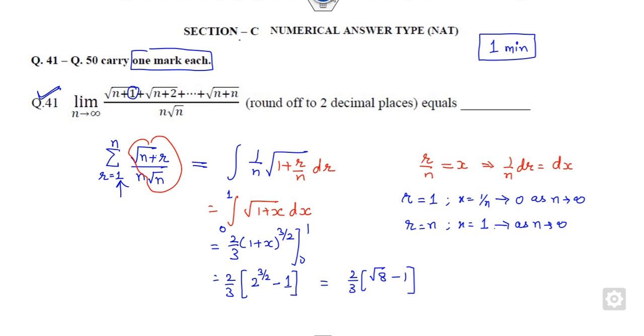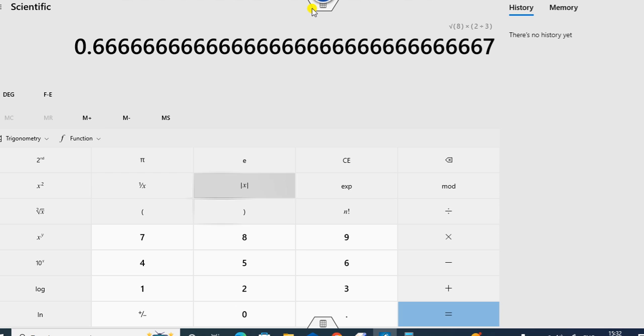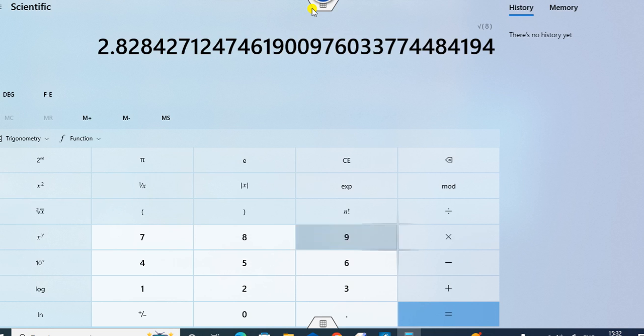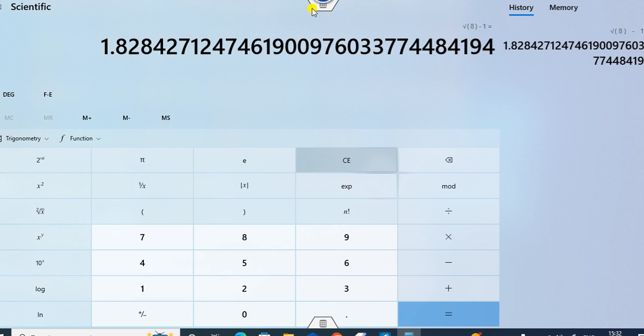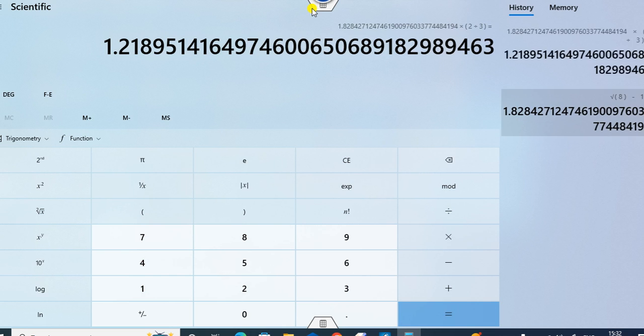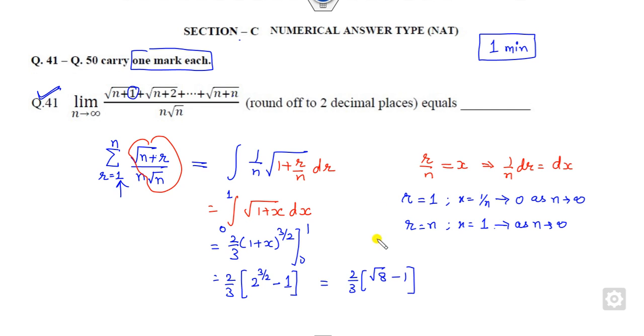So what is the answer of this? You can solve this with the help of the calculator. Here you can see, 8 root of 8 minus 1, multiplied by 2 divided by 3. So the right answer is 1.2189. Since it is to 2 decimals, 1.21 is the right answer.